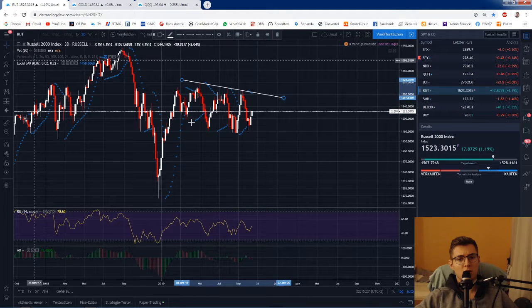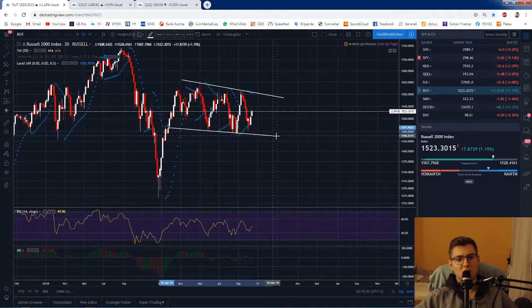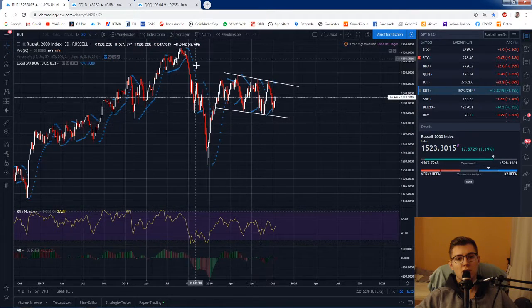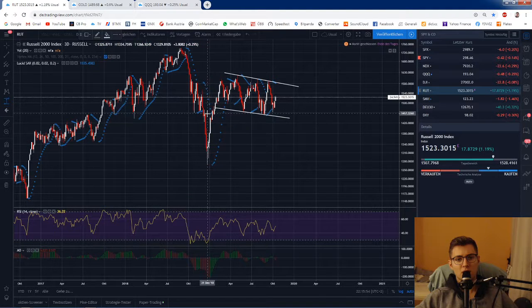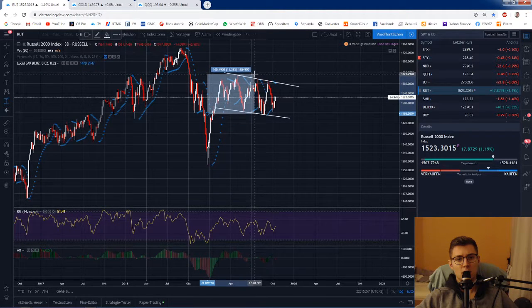I know people who say this does look bad, and actually, in my opinion, it doesn't look too bad. We had a very detrimental drop here in the Russell 2000 index, and a V-shaped recovery, and after that, we basically are forming this huge bull flag with a double-digit percentage range. At least it seems like it. Yeah, double digits.